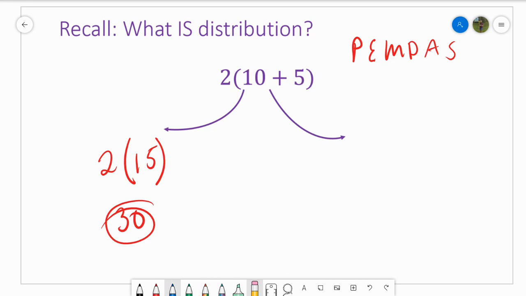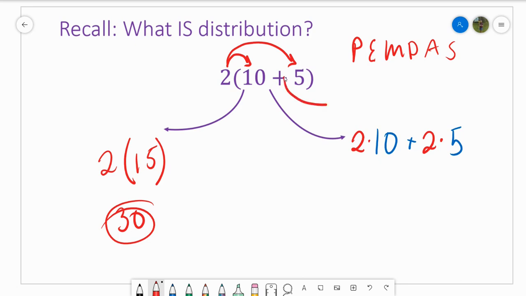But the other way that we could do this, we don't actually need to start inside the parentheses because there's this fancy thing we can do with this 2 out front. We can distribute this 2 to the 10 and to the 5. So we end up with 2 times 10. We bring our plus sign down right here. And then 2 times 5. So 2 times each of the things that were inside there.